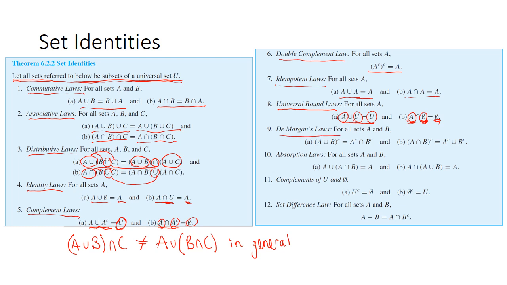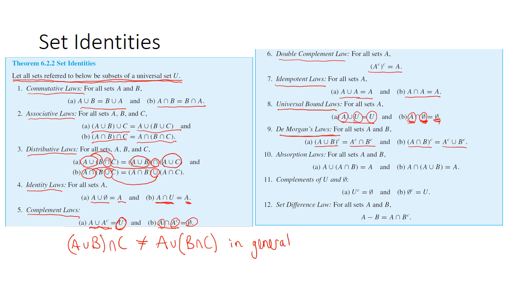De Morgan's laws, so these work exactly the same way they do for logic. If you take the complement of a union, that's going to be the intersection of the complements. Or if you take the complement of an intersection, that's going to be the union of the complements. And De Morgan's laws here are true for the exact same reason that they're true with logic.